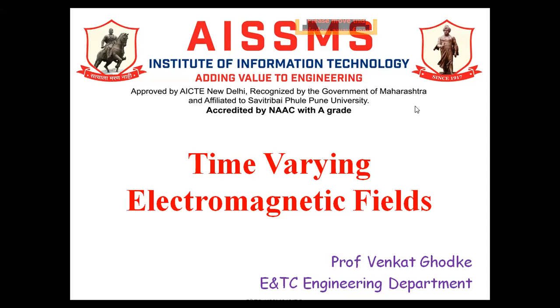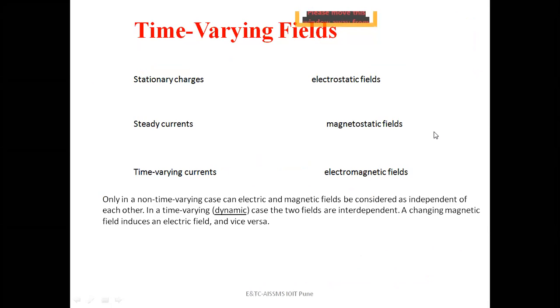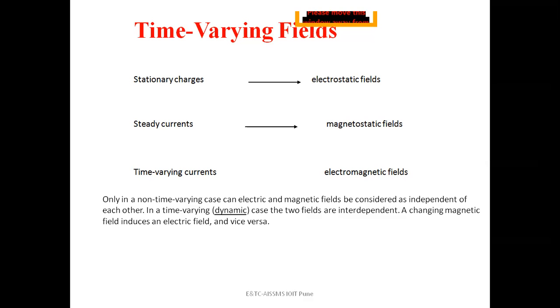In this video, I am explaining time varying electromagnetic fields. Stationary charges give an electrostatic field, steady current gives a magnetostatic field, and time varying current gives electromagnetic fields. Only in a non-time varying case can electric and magnetic fields be considered independent of each other. In a time varying, that is dynamic, case, the two fields are interdependent. A changing magnetic field induces an electric field and vice versa.